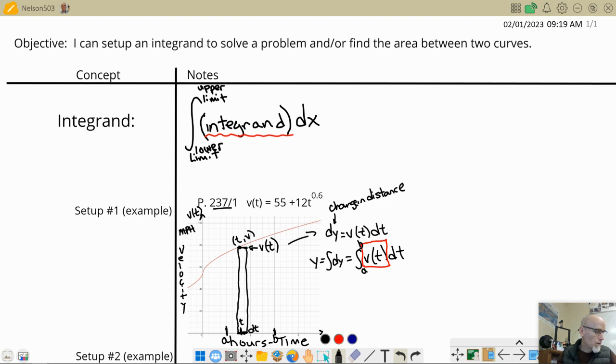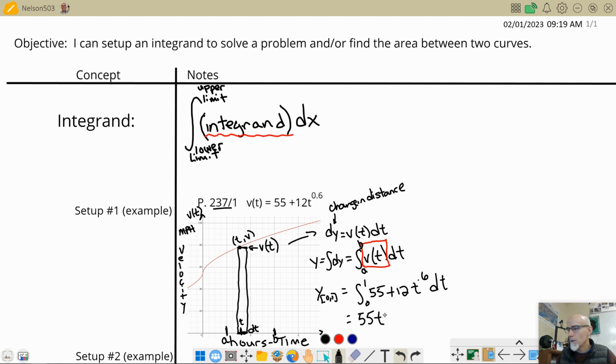All right. So I'm going to try this one with you. It says write an integral and evaluate it to find how far the car goes from time 0 to time 1. So I'm going to make this very specific. Like I'm going to go y sub 0 to 1. So 0 to 1 is going to equal the integral from 0 to 1 of 55 plus 12t to the 0.6 dt. So we're going to take the antiderivative. Here we go.